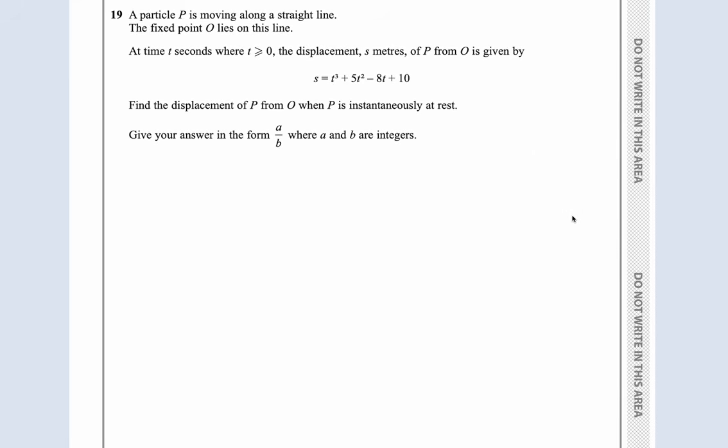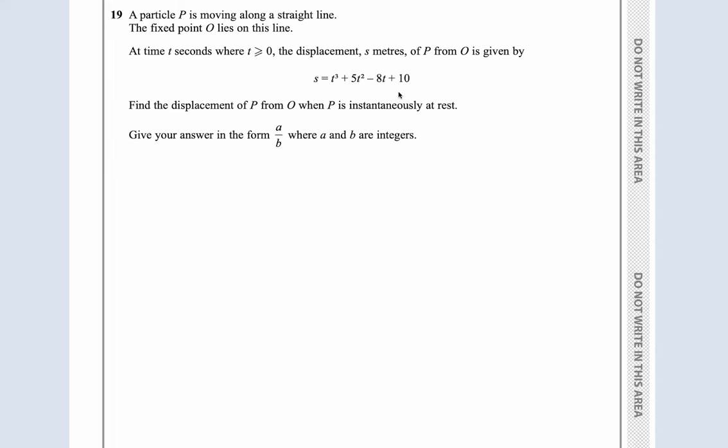fine. Question 19. A particle P is moving along a straight line. The fixed point O lies on this line. At time t seconds, the displacement is given by this. Find the displacement of P from O when P is instantaneously at rest. Give your answer in this form.